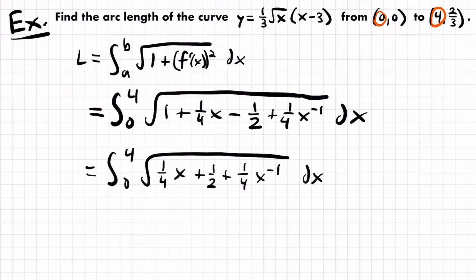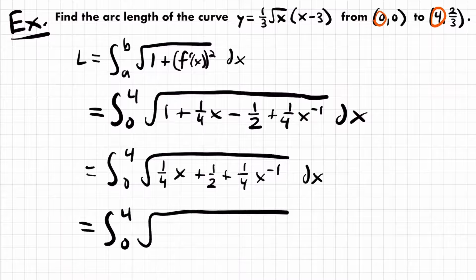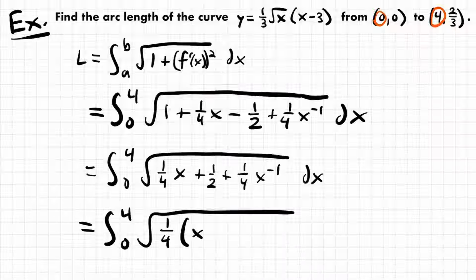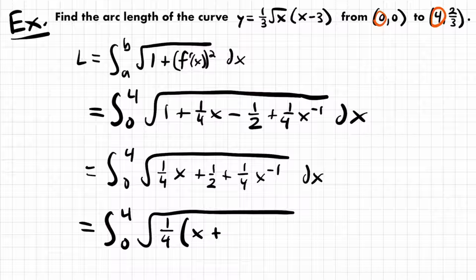Now to simplify further, I notice that each of these terms is divisible by 1/4. And so if I divide each term by 1/4 and pull that out, this will be equal to the integral from 0 to 4 times the square root of 1/4 times x, because if we divide 1/4 out of this term, we just have x, and then 1/2 divided by 1/4 is going to be equal to 2, because 1/4 times 2 is 1/2, so we have plus 2, and then if we divide out this 1/4, we just have plus x to the negative first power, and then multiply by dx.